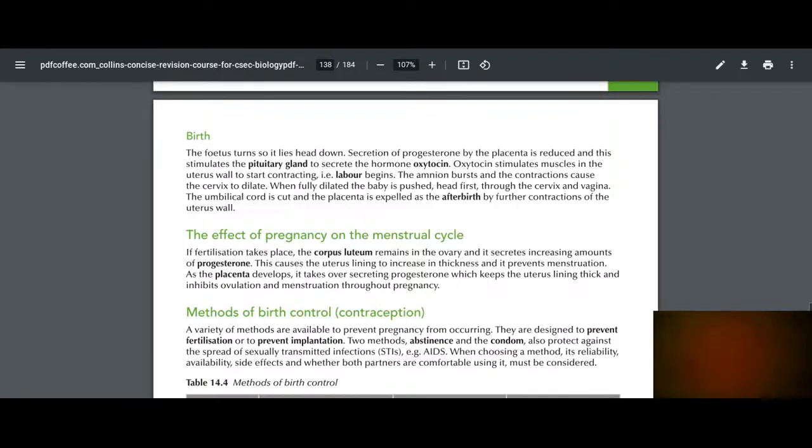All right, so the effects of pregnancy on the menstrual cycle. If fertilization takes place, the corpus luteum remains in the ovary and it secretes increasing amounts of progesterone.